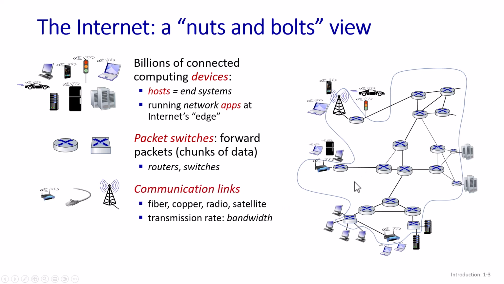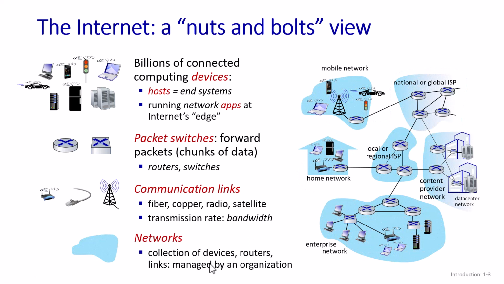Now, of course, these devices are connected to each other via certain links. We may have fiber or copper, we may have radio, and we may have satellite. When we talk about communication links, we have to learn about certain important concepts such as transmission rate or bandwidth, so that we can talk about the effectiveness and efficiency of our networks. And of course, the internet consists of networks such as mobile networks, home networks, enterprise networks, or data center networks. And these are managed by organizations or by ourselves in our home networks.